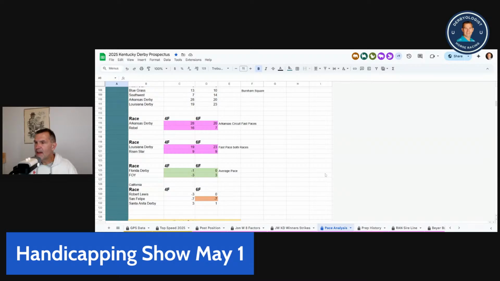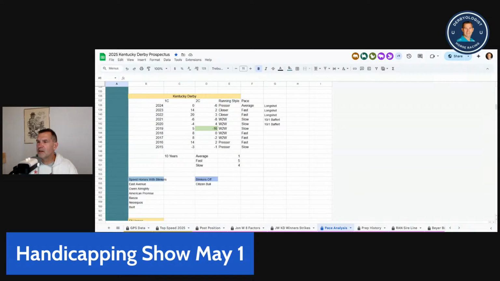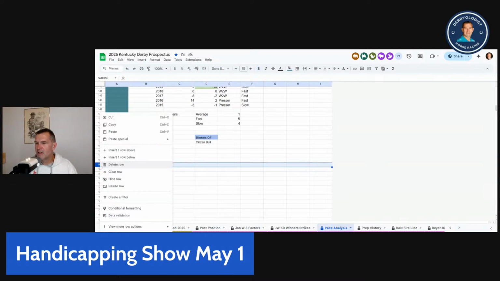And then I've got the pace figures by circuit if you want to kind of analyze the Arkansas, the Louisiana circuit, the Florida circuit, and the California circuit. Then here's the Kentucky Derby history, Brisnet fast pace, slow pace, and then what type of running style won the race. And then I did note which horses have blinkers. Built was actually scratched. I'll delete that.